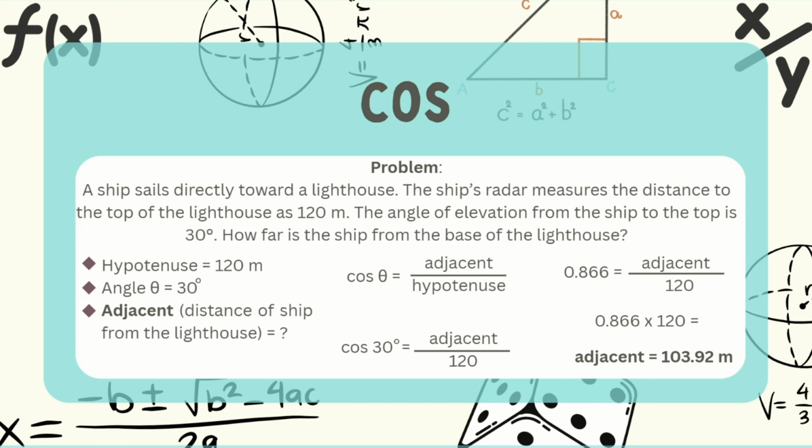So let's start. Cosine equals adjacent over hypotenuse. Here we put in the angle, and the cosine is 0.866, and we put the hypotenuse below the adjacent. All we have to do is multiply the hypotenuse and the cosine if we are looking for the adjacent. So 0.866 times 120 equals 103.92 meters.